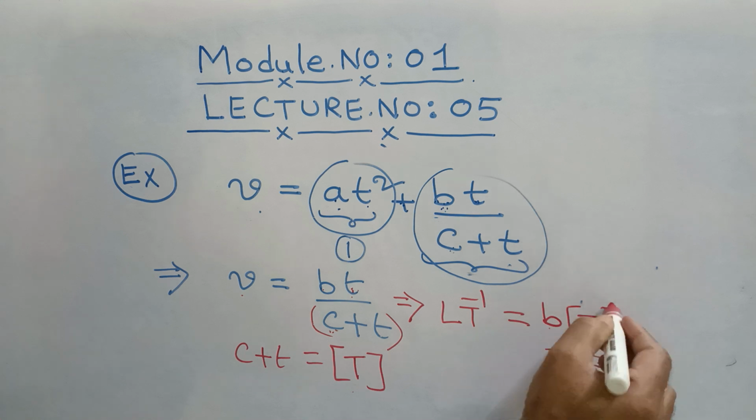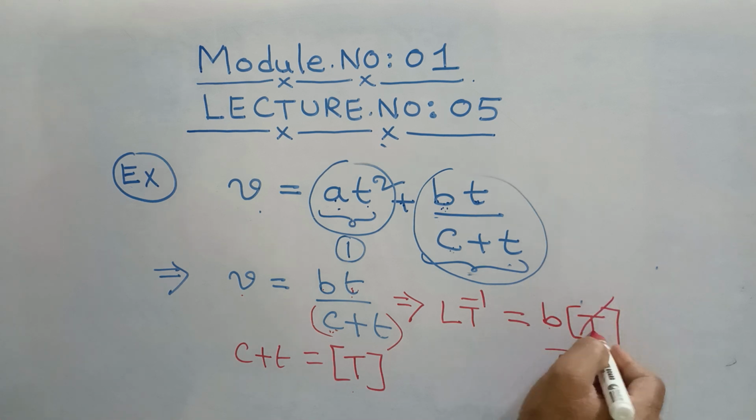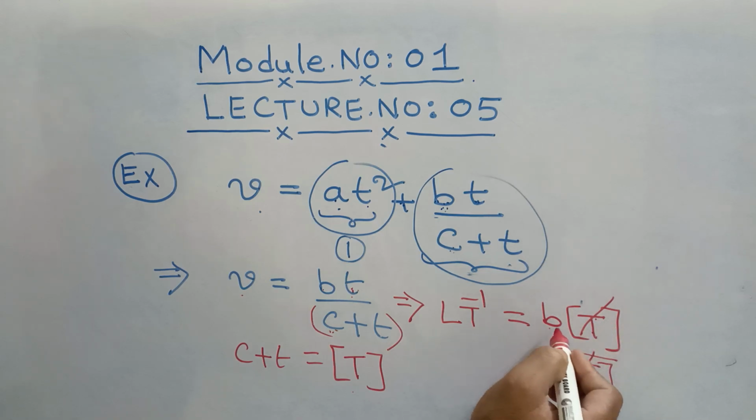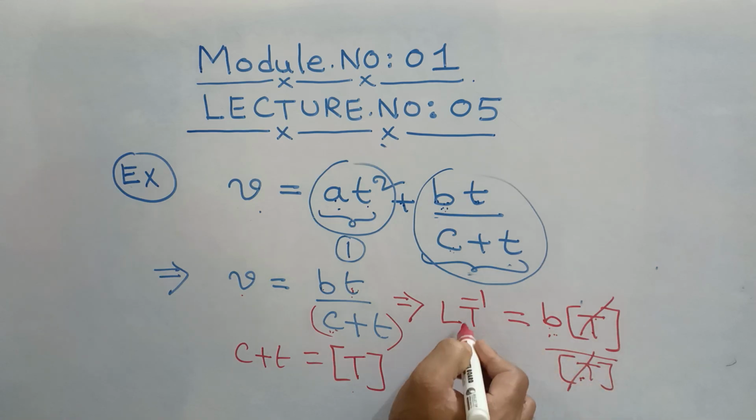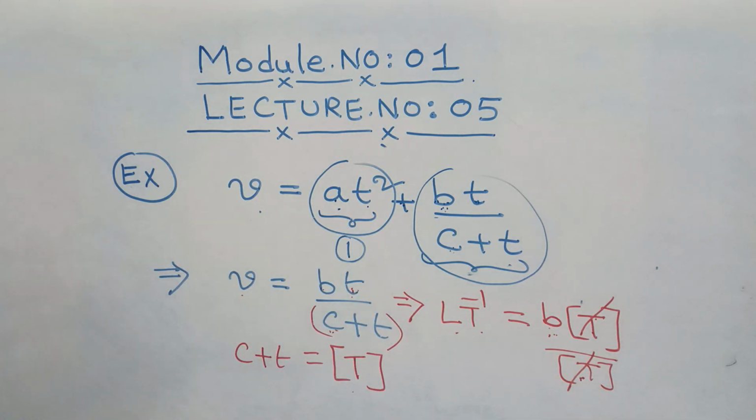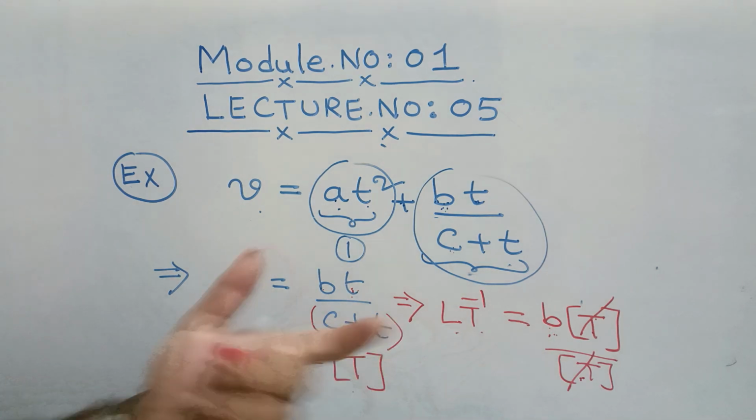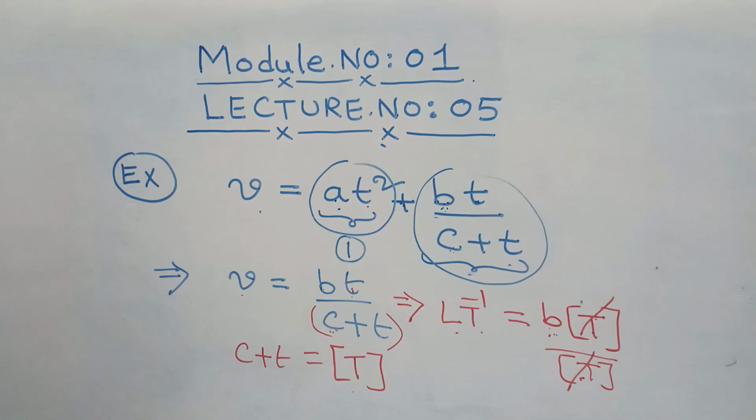Getting? Therefore, here time by time. In the numerator you will have time, and the denominator will have time. This time will cancel out. Only B remains here. Therefore, what is B equal to? Thus, B is equal to LT inverse. B is equal to LT inverse only. Is it not? LT inverse. That's it.